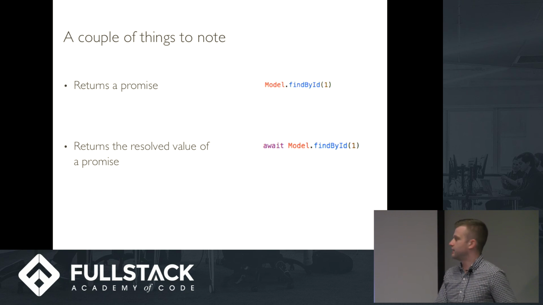So a couple of quick syntax items to note about this. Await will always return the resolved value of a promise. So something like this model.findById(1), Sequelize code right there, will return you a promise. If you await that, it'll always return the resolved value of that promise or reject with the rejected value. And like I said before, if you just awaited 1, it would give you a promise that resolves with 1.